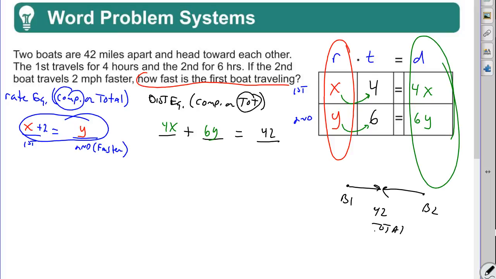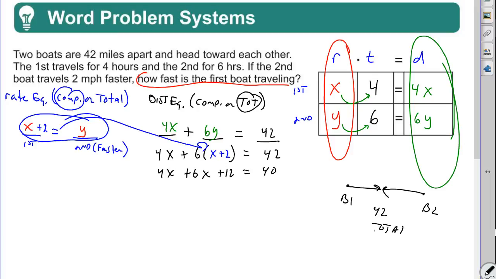Now I have to decide: do I want to solve by elimination or substitution? Well, look at that first equation. It's already solved for one of the variables. It's set up for substitution. So let's take this second equation, and where the y is, let's sub in x plus 2. Sub that right in for my y. Let's solve this equation. I get 4x plus 6x plus 12 equals 42. It gives me 10x, add a negative 12 to both sides, 42 minus 12 is 30, and I get x equals 3.